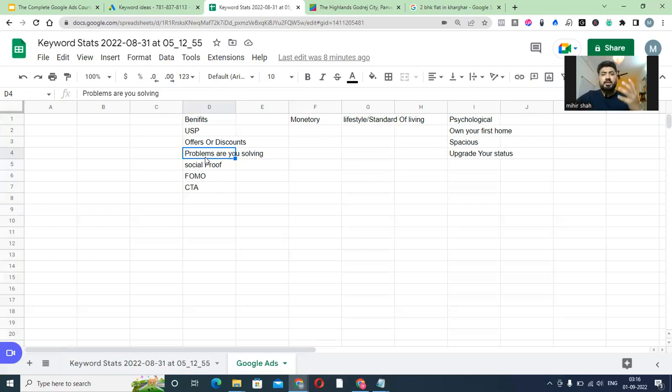Even if you are a doctor, like a physiotherapist, they solve a problem of back pain, neck pain, etc. So some industries solve a very specific problem, some don't. You have to keep an eye on that.